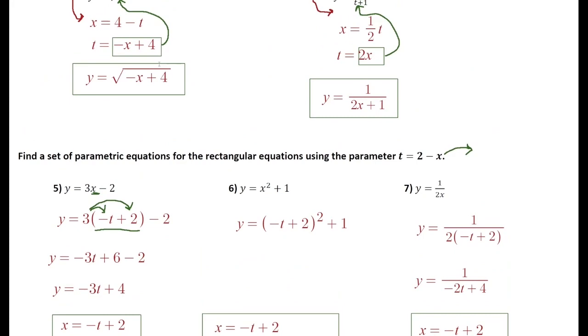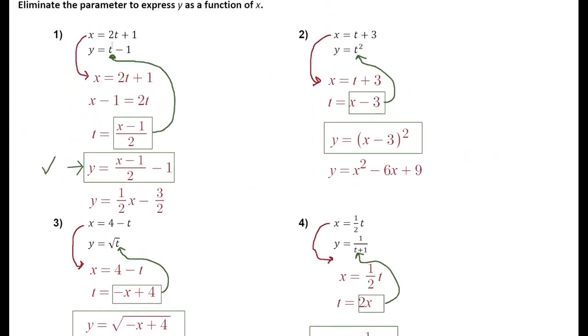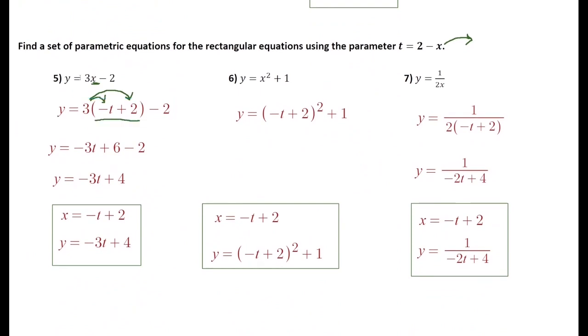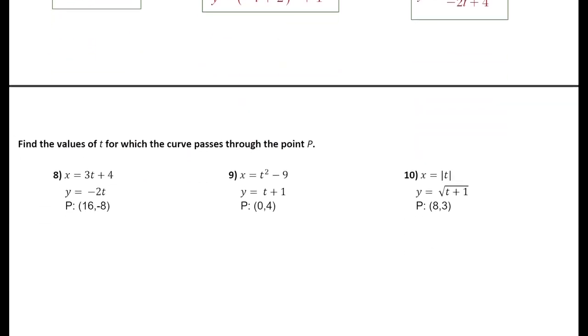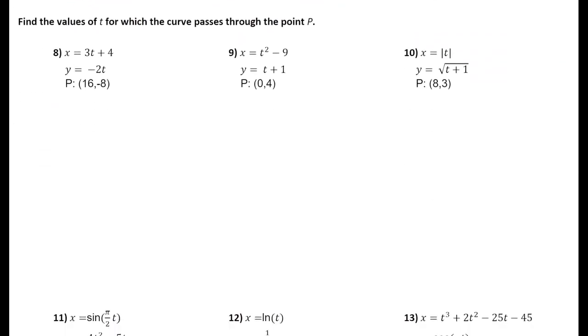So far we've gone over how to convert from a set of parametric equations to a rectangular one, and we've also gone over how to go from a rectangular equation to parametric equations. Let's go on to page 2 here. It says find the values for t for which the curve passes through the point P. And so what this is giving you is an xy coordinate on the plane, and we're trying to figure out when the object actually hits that point.